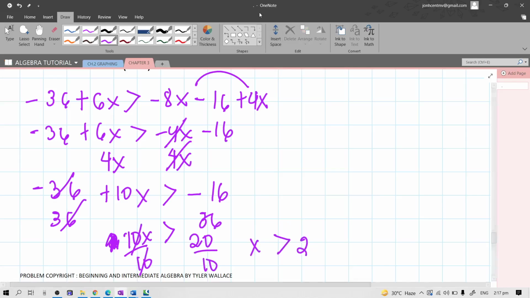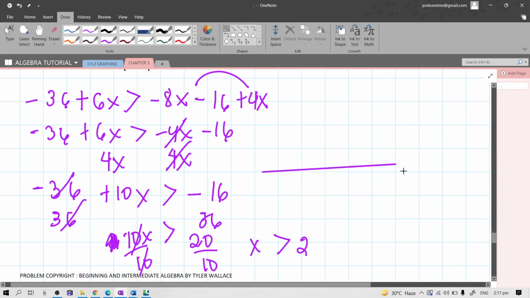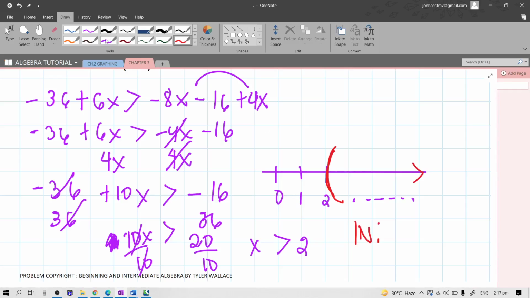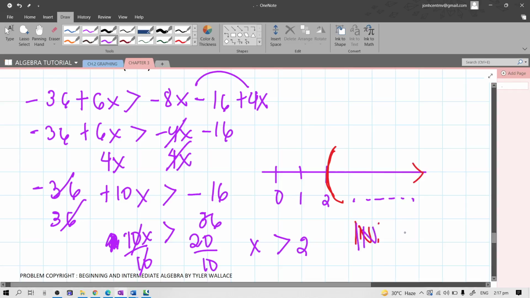Okay? So, to graph that inequality, so that is 0, 2, this is 1, so on and so forth. And, mas malaki daw kay 2. So, parenthesis. And therefore, our interval notation is 2, positive infinity. Okay?